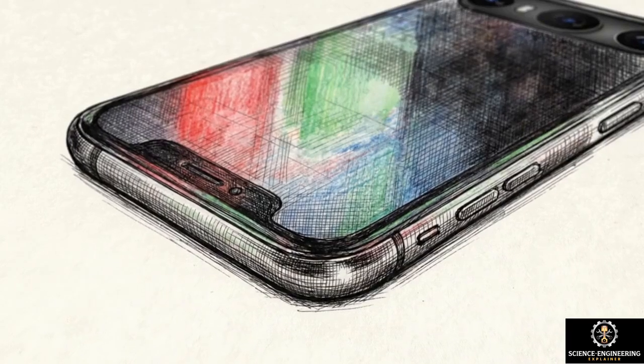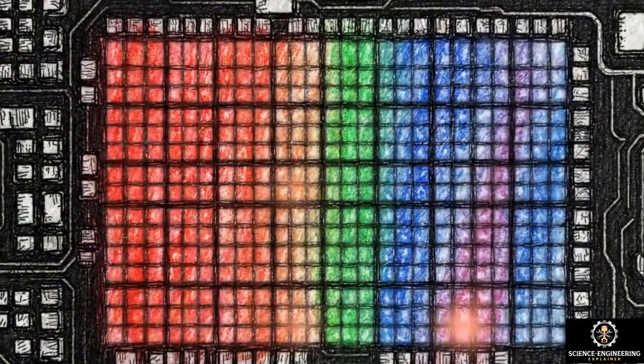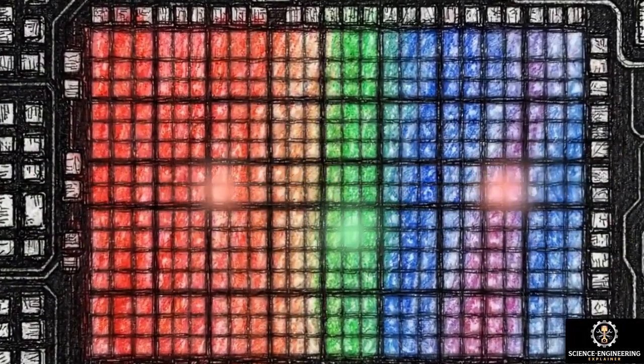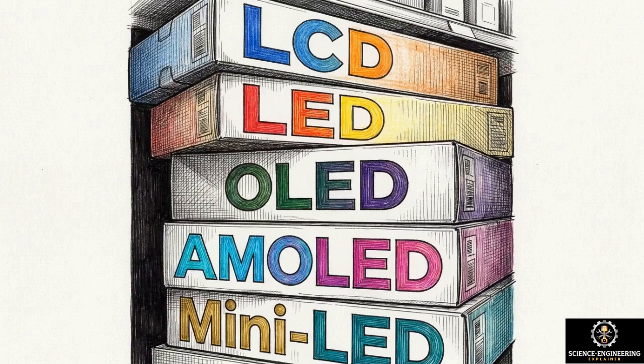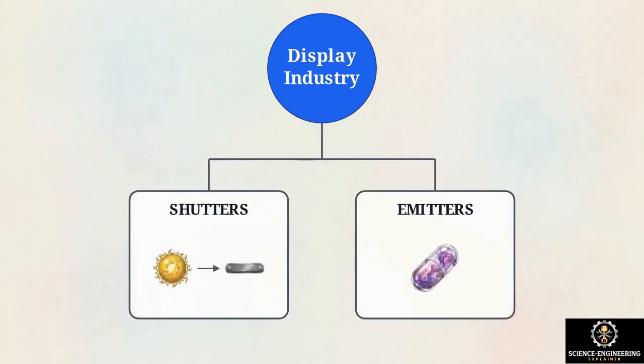Whether scrolling on a phone, typing on a laptop, or watching television, you are staring directly at millions of microscopic individual pixels. Buying a new screen means wading through a thicket of marketing acronyms: LCD, LED, OLED, AMOLED, and Mini-LED.